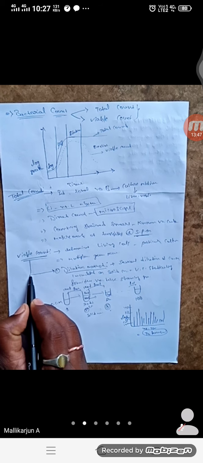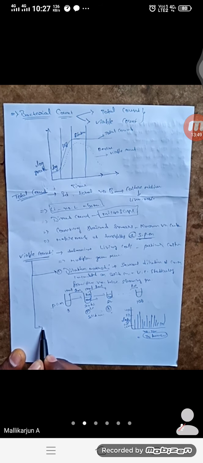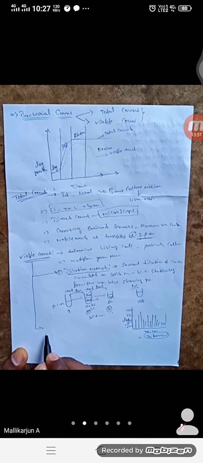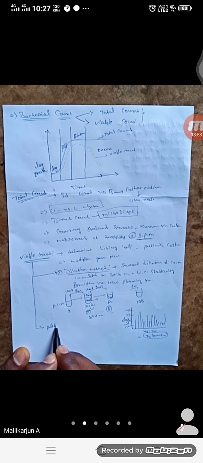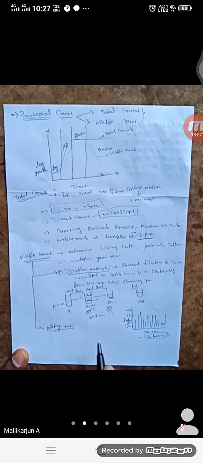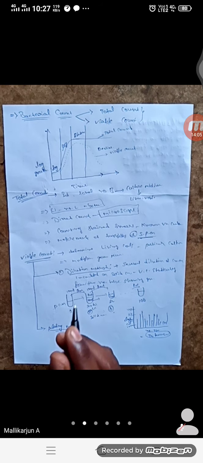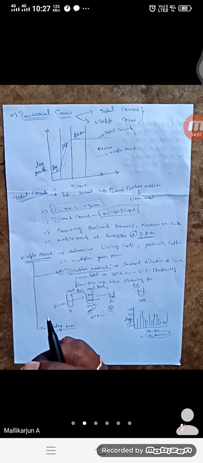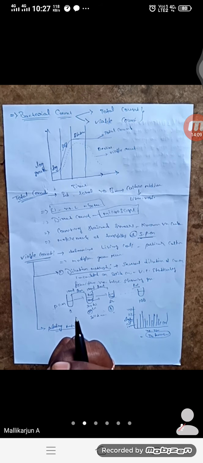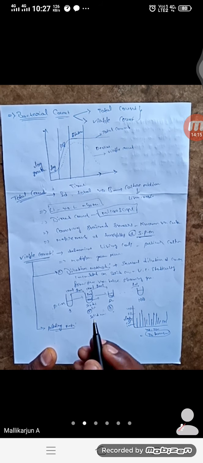And the second method is the plating method. In the plating method, the dilutions of the culture are inoculated either on the surface of the solid media or in pour plates. The number of colonies formed in the medium gives the viable count. In simple terms, it is a dilution of the culture.